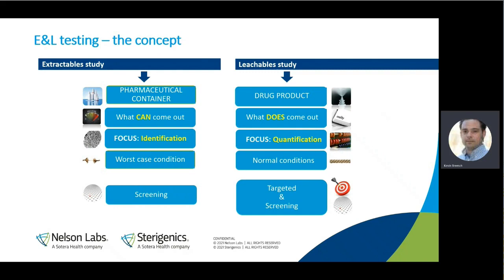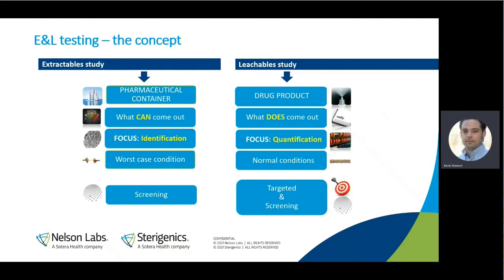Obviously, we need to identify it in order to be able to assess it from a toxicological point of view later on. And worst case conditions are applied. So we will use elevated temperature to extract as much as possible from the material. We will be using screening methodologies for headspace GC, GCMS, and LCMS. Since we don't know what we are looking for, we want to screen for volatiles, semi-volatiles, non-volatiles as broad as possible.